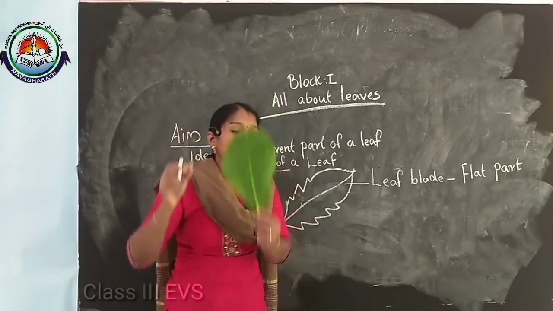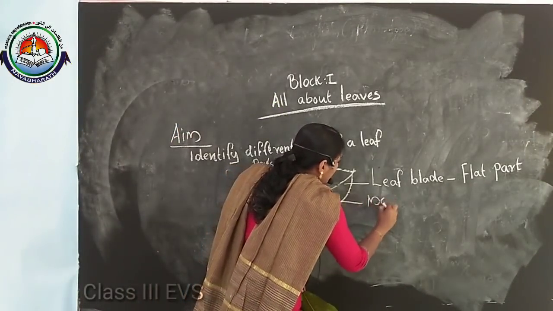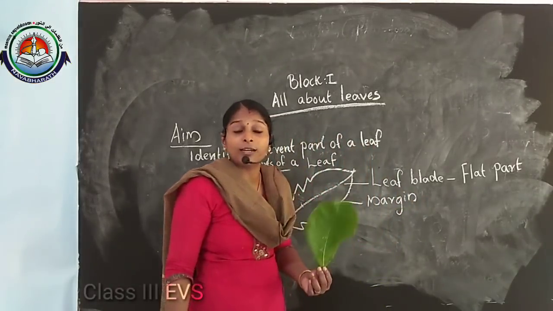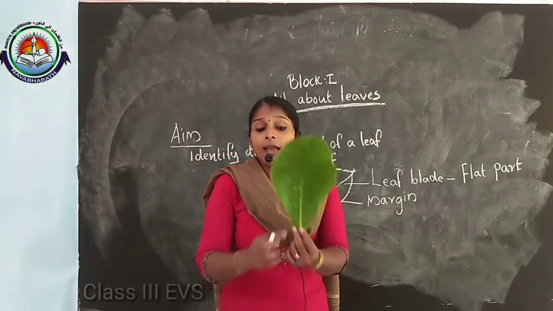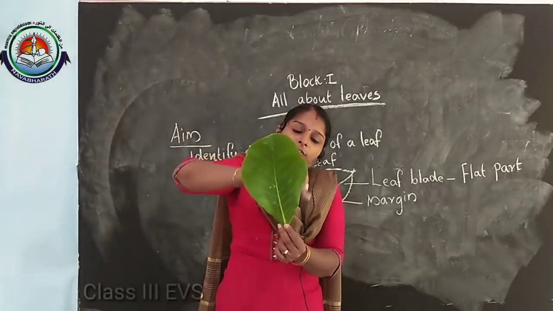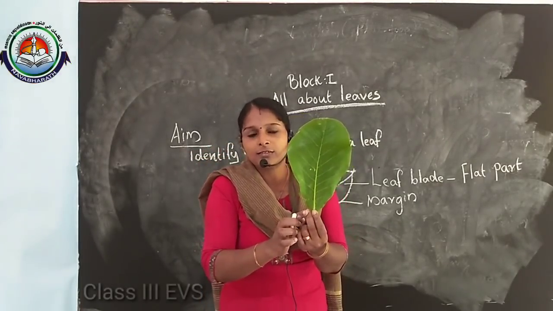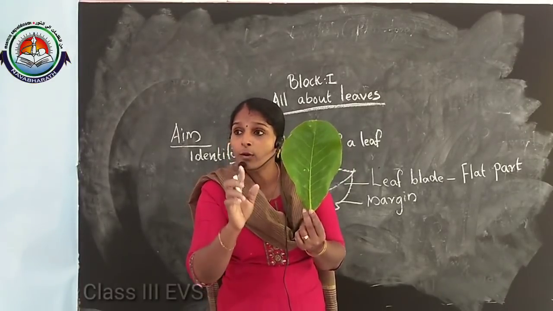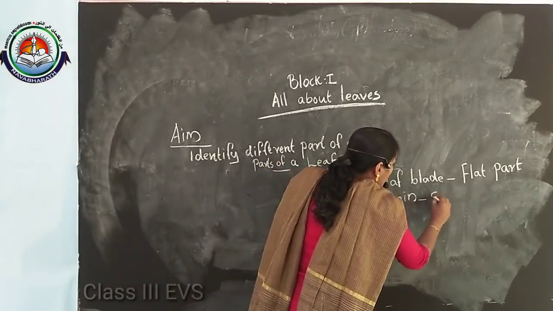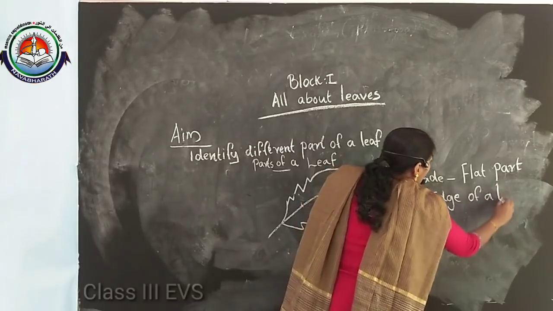Okay, then the second part of a leaf is the margin. From the word itself, we can understand what margin is. Margin means edge. Edge means end. The end of a leaf is called the margin. So what is margin? It is the end or edge of a leaf.